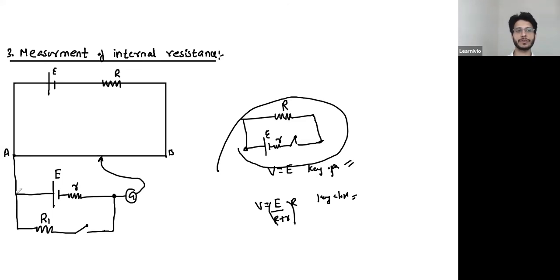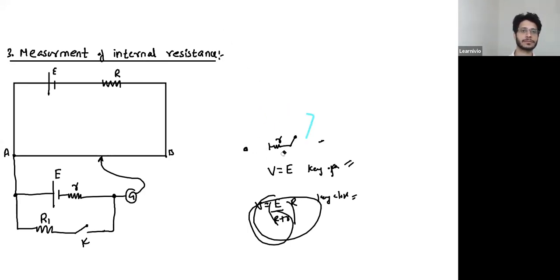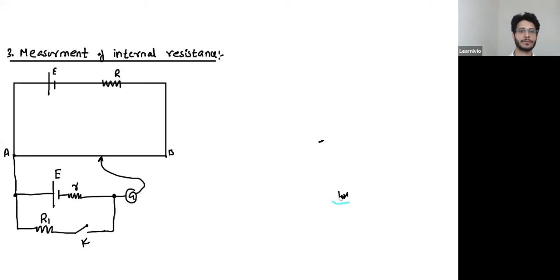This terminal potential difference is equal to the EMF of the cell if the key K is open. But if your key is closed, then it will measure the terminal potential difference, which is this. And don't confuse this R with R1. This R and R1 are different resistors. This R is connected with the potentiometer, while this R1 is the resistance of the external cell.